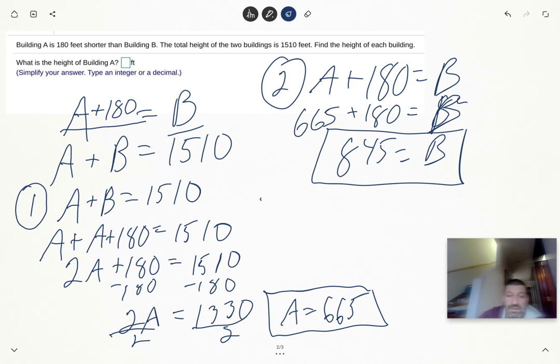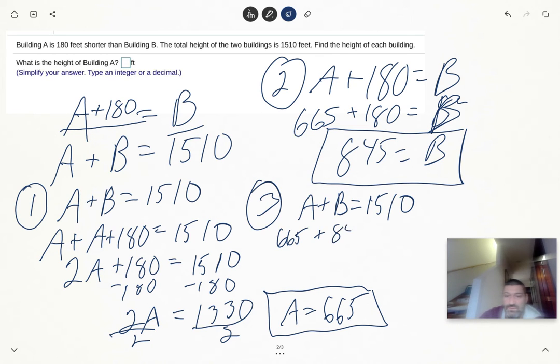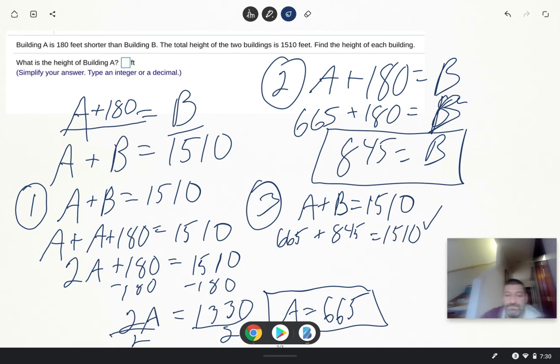Okay, and then last but not least, we're going to plug that in and check it out. A plus B equals 1,510. And we have 665 plus 845, and that appears to give us 1,510. So that does, in fact, check out.